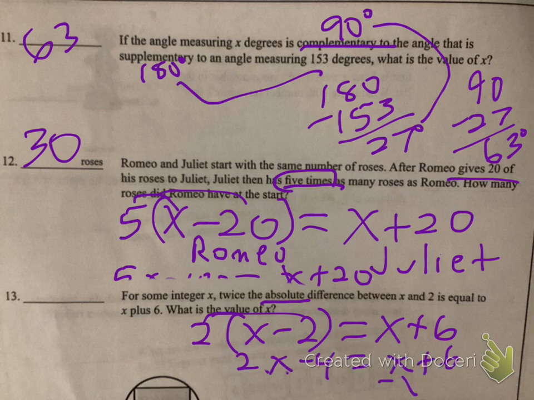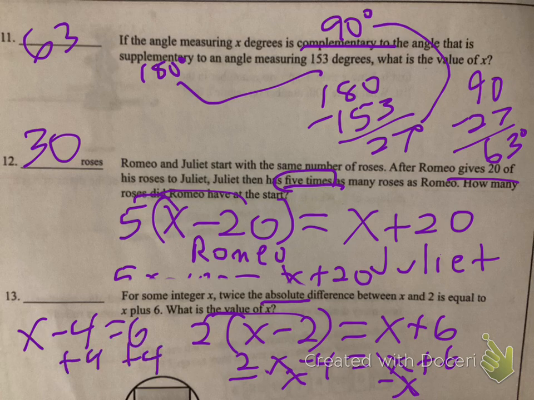I'm going to subtract x from both sides. Running out of room there, so I'm going to write that over here. So x minus 4 equals 6. I add 4, and I add 4, and I'm going to get x is 10.